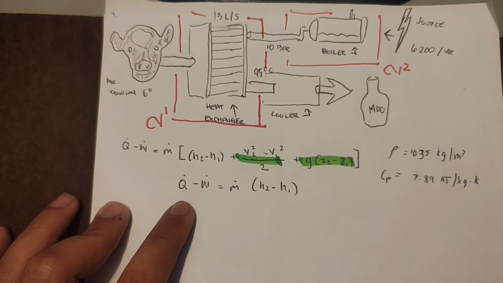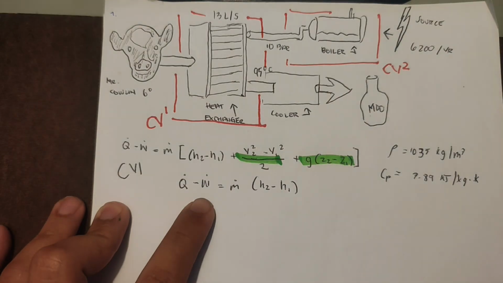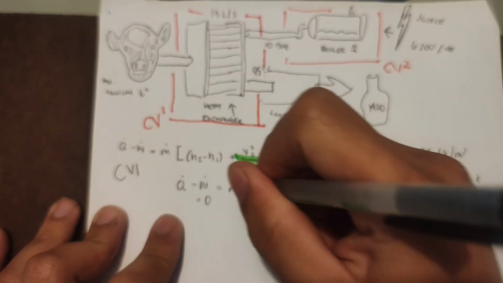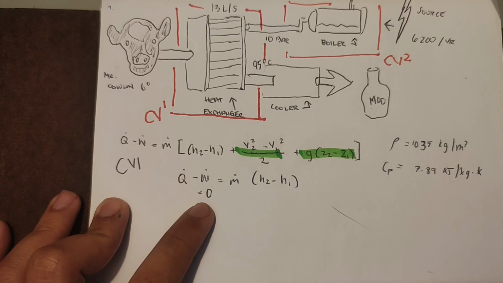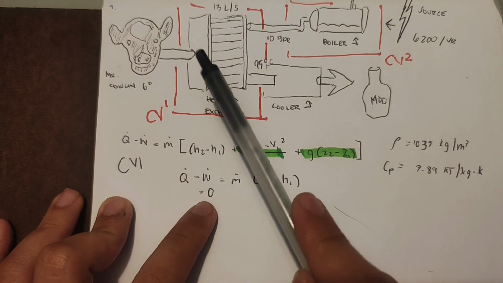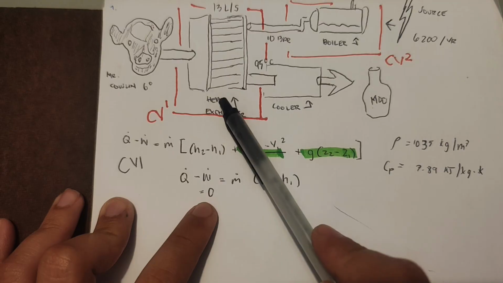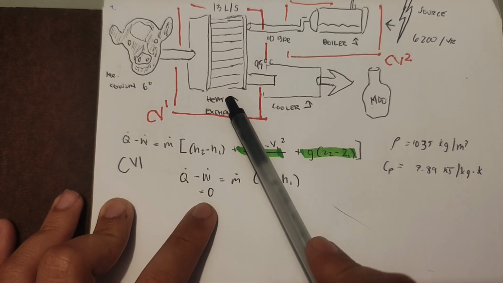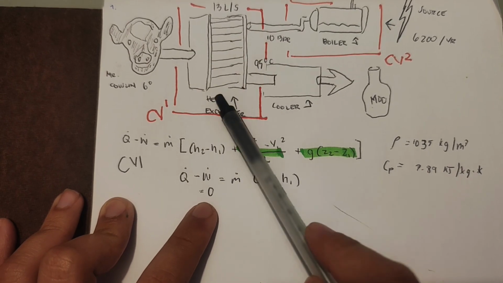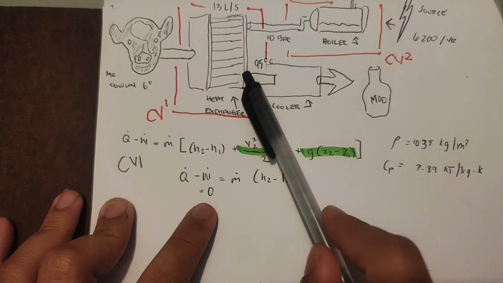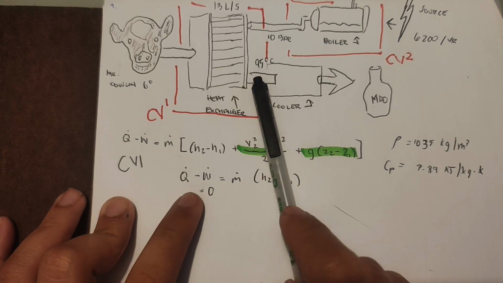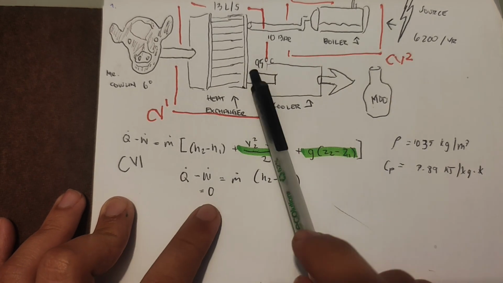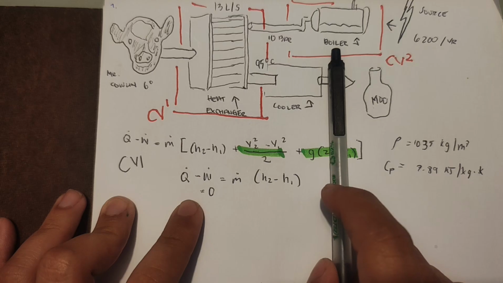Okay, our work will become, so this one is for the CV1, our work will become 0. Why? Our work will become 0 for the fact that there is no motor or no electrical elements that are inside this box touching the milk. It's just the pipes. The milk is running through the pipes, and the steam's getting pushed through the heat exchanger. They don't have any direct contact, and there's no piston, there's no shaft or whatever. So our work in here is 0.